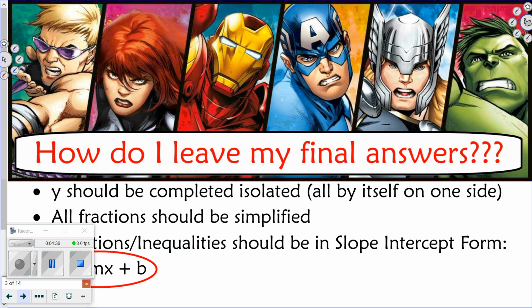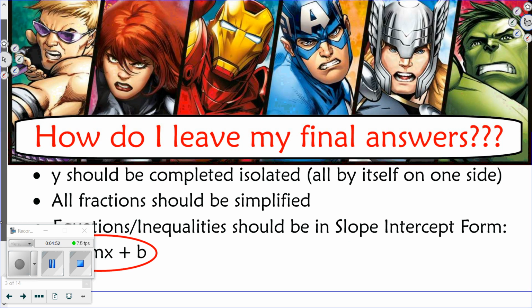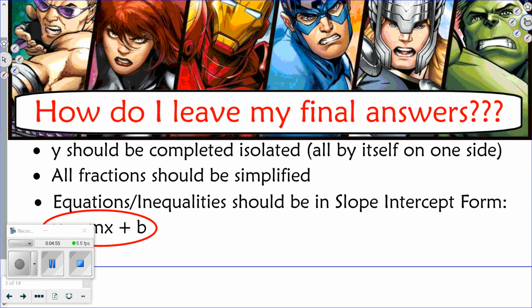All right, so how do you leave a final answer? Quite often students ask, am I done? You don't even know when to stop. How do you know when you're done? So y should be completely isolated, all by itself. So y equals everything else. Y is totally by itself. All fractions should be simplified, and you will have quite a few fractions, and that's okay.